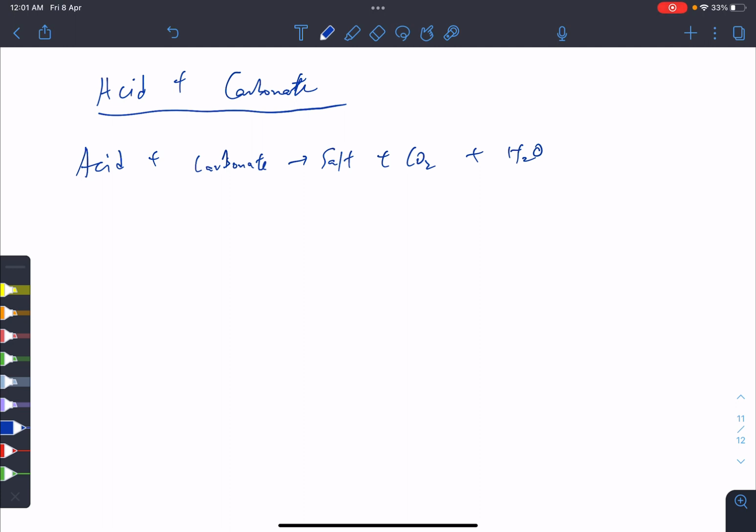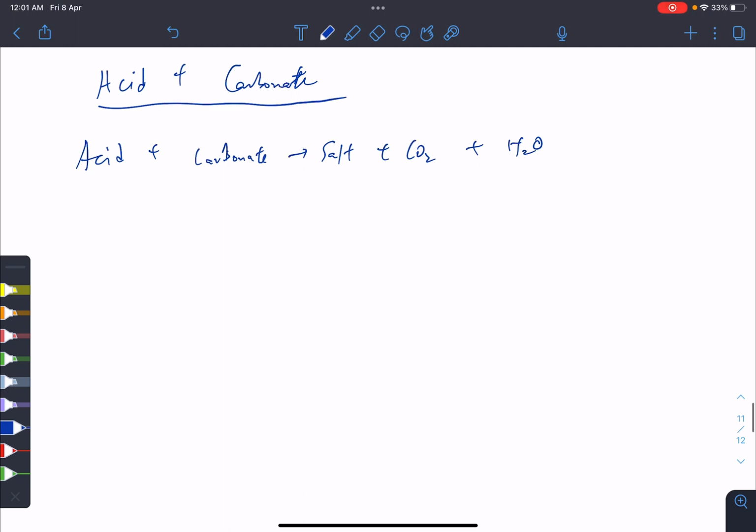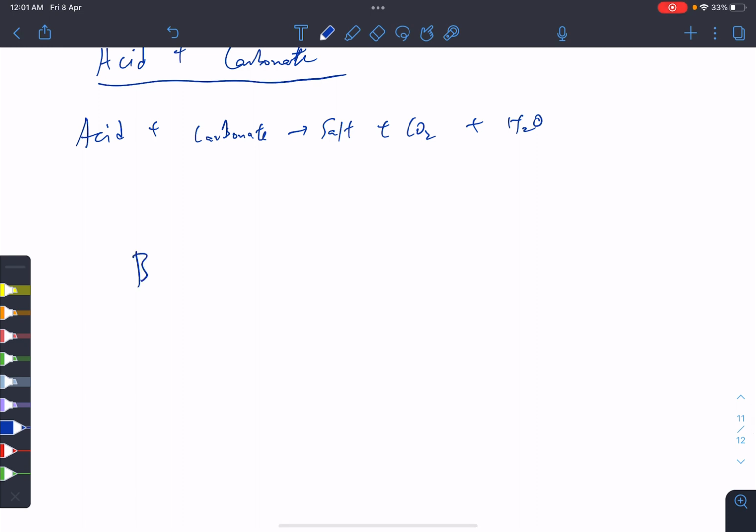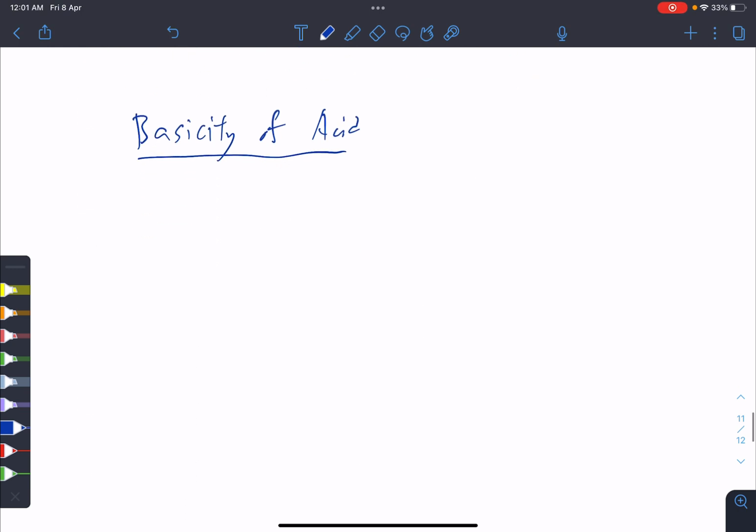Actually, should I continue? Okay, I'll continue with one last concept here: the basicity of acids. Huh? What is basicity of acid? Are you a base or are you an acid? That's so confusing. So basicity of acid is just... I'll write down the terms and the examples. You will more or less be able to get it already.